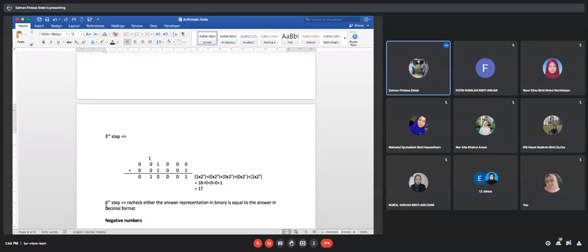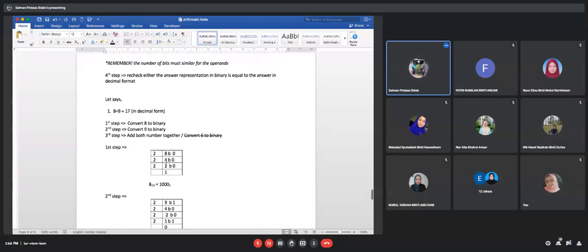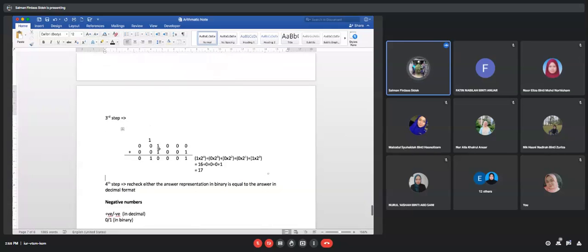So for example, for this operation 8 plus 9, the operation for 8 plus 9 cannot be represented by 4 bits. Because it will be overflow. The bit is not enough to represent the real value of the number. Okay, it can't represent the real value of numbers.